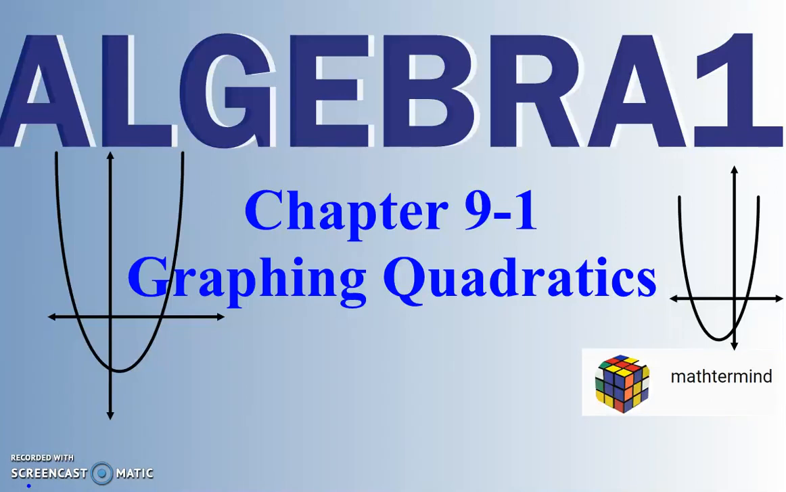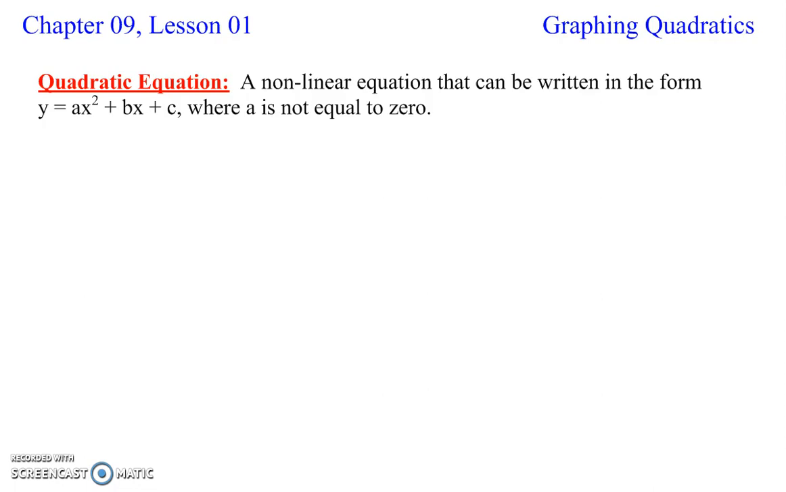Alright, here we are back at it with some Algebra 1, Chapter 9, Section 1, Graphing Quadratics. Okay, a quadratic equation is like the ones that we have been looking at, where we have an x squared term, and then plus something x plus a constant. Okay, it can be written in this form. It isn't always written in that form, as we looked at in the last lesson. Sometimes we don't have one of those terms, but it can be written in that form.